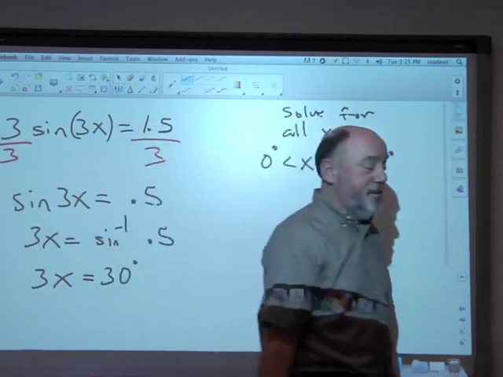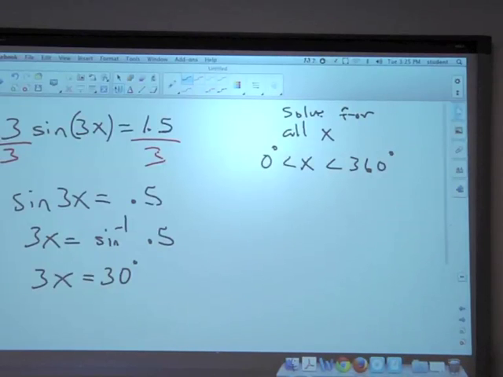Now, your toy only gives you one answer. It will only give you answers that are either in the first quadrant or in the fourth quadrant. That's all the toy gives you. But remember my graph of my sine wave? We got that sine is positive not only in the first quadrant, but also in the second quadrant. So what other angle will sine be 0.5? That's in the second quadrant.